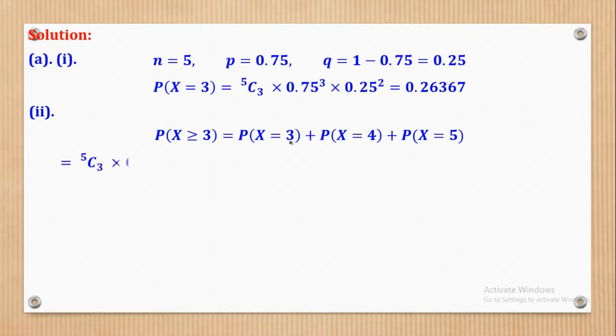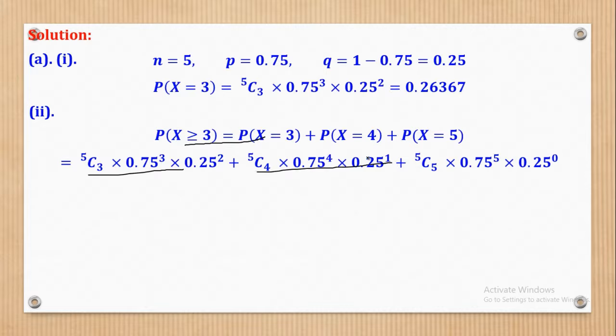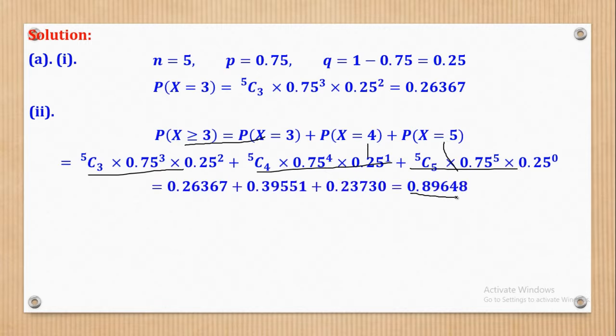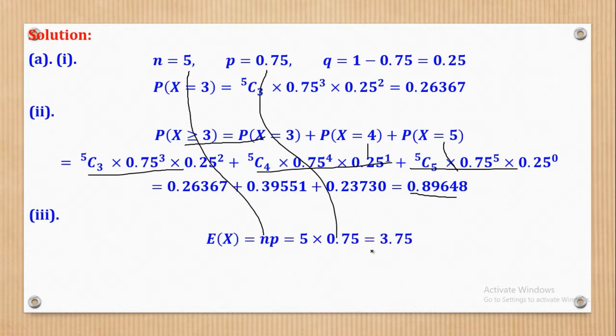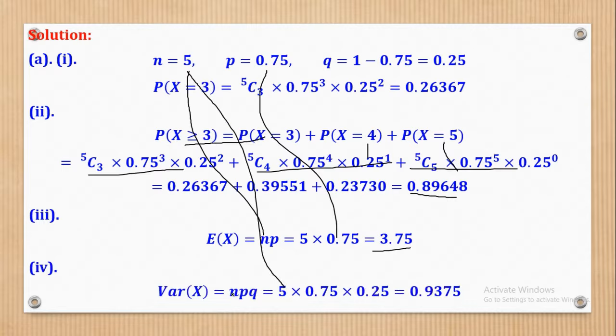So from there we shall use the binomial formula for each probability. So this is for this probability, and this is for this probability, and this is for that probability. After that, we shall use the calculator to come up with 0.89648. Then Roman 3, they wanted the mean, so mean is NP, so N was 5, P is 0.75, therefore we come up with 3.75. And lastly, the variance is NPQ, so N is 5, P is 0.75, and Q is 0.25, you come up with 0.9375.